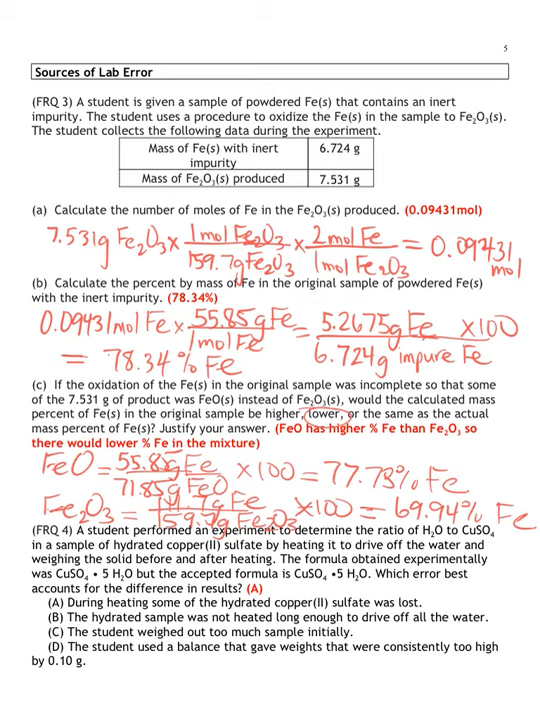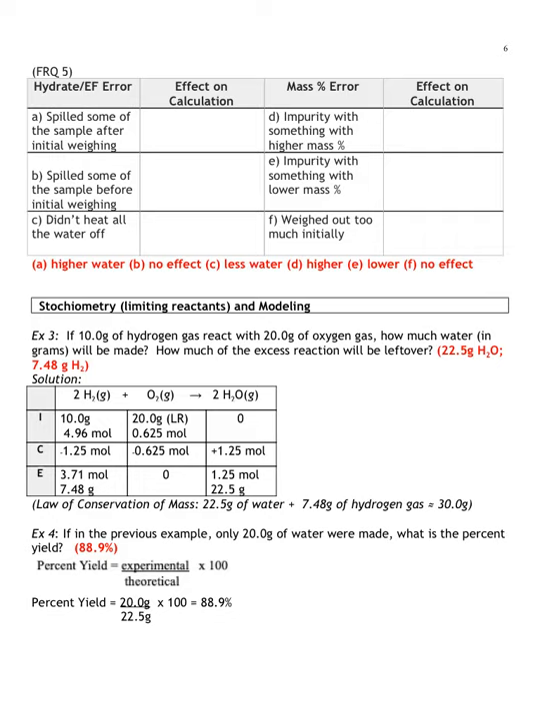iron in the mixture. Now it's your turn to go ahead and work through this FRQ, FRQ4, and FRQ5, which is the next page. Please make sure not only that you're working through it, but also thinking through the logic of what would happen if this error occurred in this situation, and then see what the effect of that error would do. Would it cause a higher or lower yield in the end for that hydrate problem? And there's 6 different possible errors.